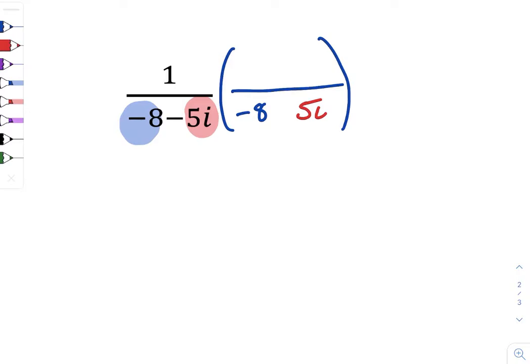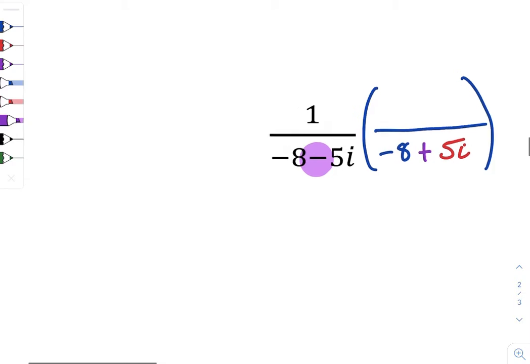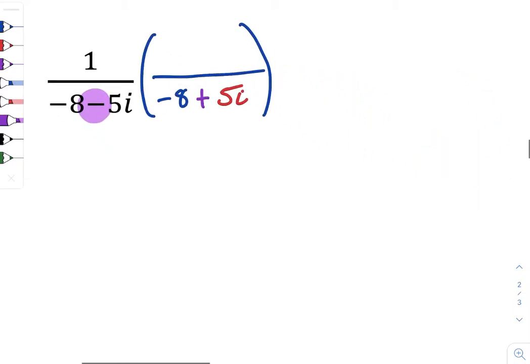And then the way that we make this a conjugate, the one thing we do change is the sign in between. Whatever's in between needs to be the opposite for the conjugate. So in this case, negative becomes a positive. So the conjugate of -8 minus 5i is -8 plus 5i. Again, the negative in front doesn't need to change, just the sign that separates the real number from the imaginary number. And of course, like we said in the last video, whenever you multiply the bottom by something, you also need to multiply the top by that same thing.